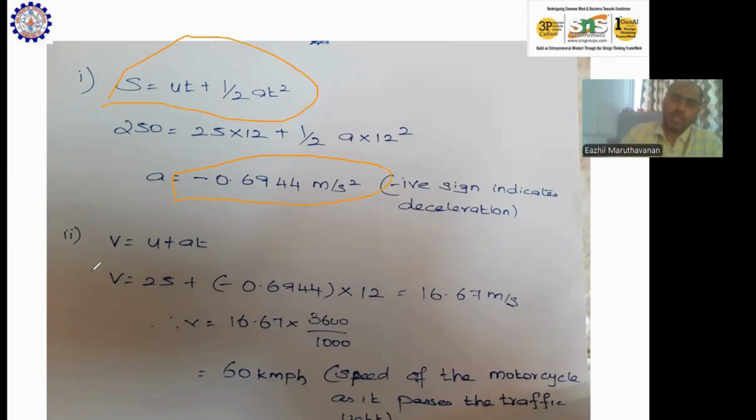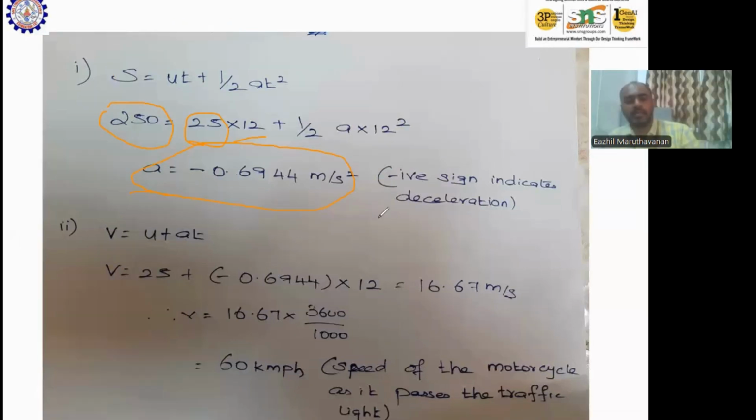So at what speed will he cross the traffic light? We have to calculate the speed at which he will be driving while crossing the signal. That is the final velocity v. To calculate v, we now have u, a, and t. We can use the formula v = u + at. By substituting all the known values, 25 + (−0.6944) × 12, we get the velocity as 16.6 meters per second. So the velocity is lesser than the initial 90 km per hour.